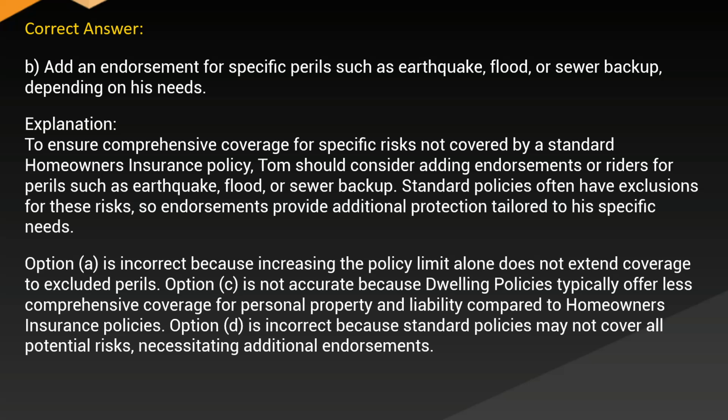Option A is incorrect because increasing the policy limit alone does not extend coverage to excluded perils. Option C is not accurate because dwelling policies typically offer less comprehensive coverage for personal property and liability compared to homeowners' insurance policies. Option D is incorrect because standard policies may not cover all potential risks, necessitating additional endorsements.